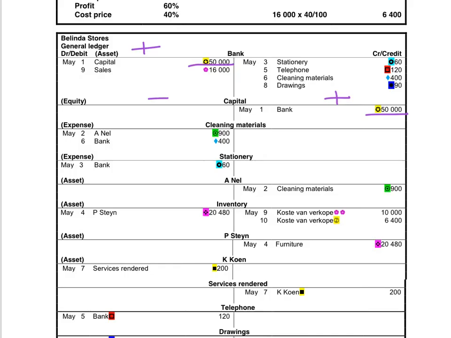The cleaning material account will be debited with 900 Rand. Cleaning materials is an expense. Expenses increase on the debit side and decrease on the credit side. The account of A now will be credited because he's a creditor to us now, and liabilities increase on the credit side and decrease on the debit side. So we owe him the money, so cleaning materials will be written in his account. The word that I write in his account will indicate where my double entry is, so I can go and look in the cleaning material account for the double entry.